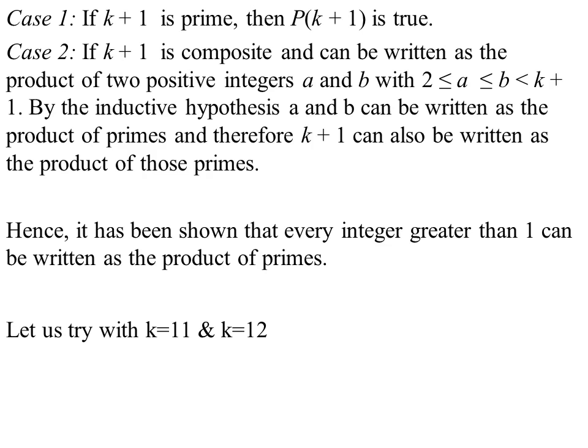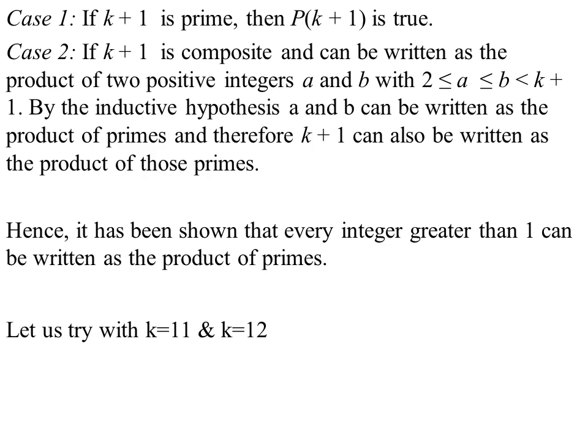When it comes to the second case, here k plus 1 is composite. It can be written as a product of two positive integers, let us say a and b, which take values from 2 to k. Since both a and b are integers with values at least 2 and not exceeding k, by the inductive hypothesis, both a and b can be expressed as the product of primes. Hence, k plus 1 can also be written as a product of primes.